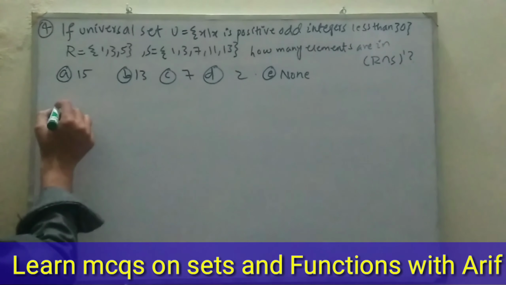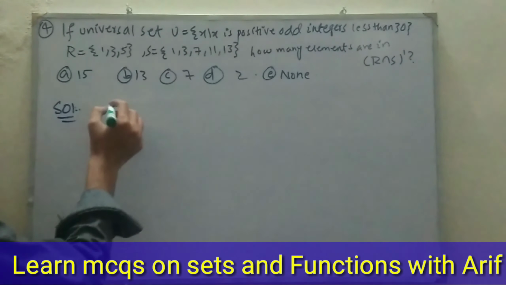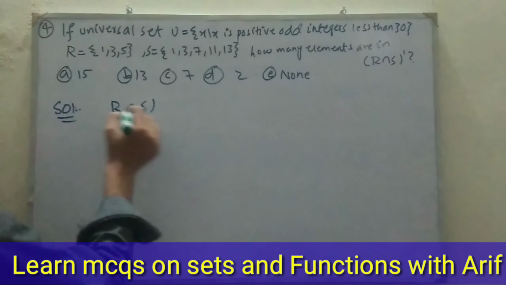So, solution. We are going to find the number of elements in the complement of R intersection S.